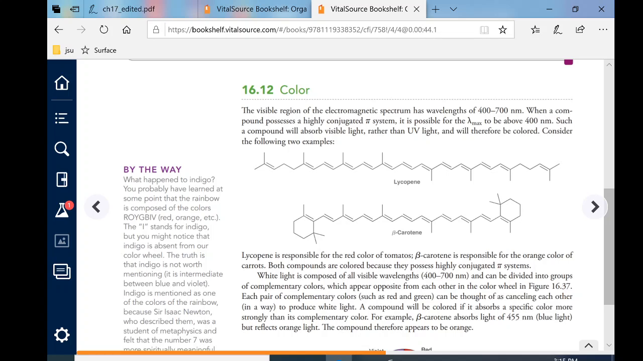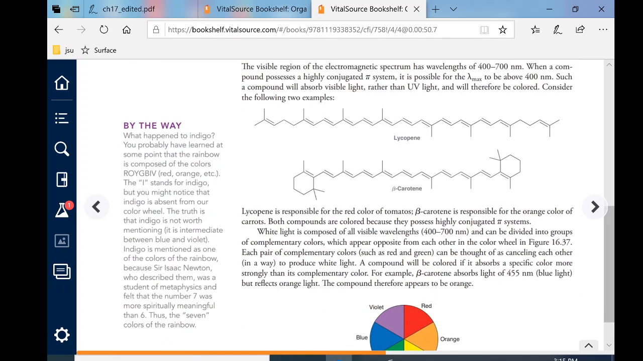But notice here that we have so many conjugated double bonds in a molecule like lycopene or beta carotene that these are actually in the visible region, which is 400 to 700 nanometers. These can actually be seen. So lycopene and beta carotene are red and orange because they have so many conjugated double bonds that actually drags them into the visible region.